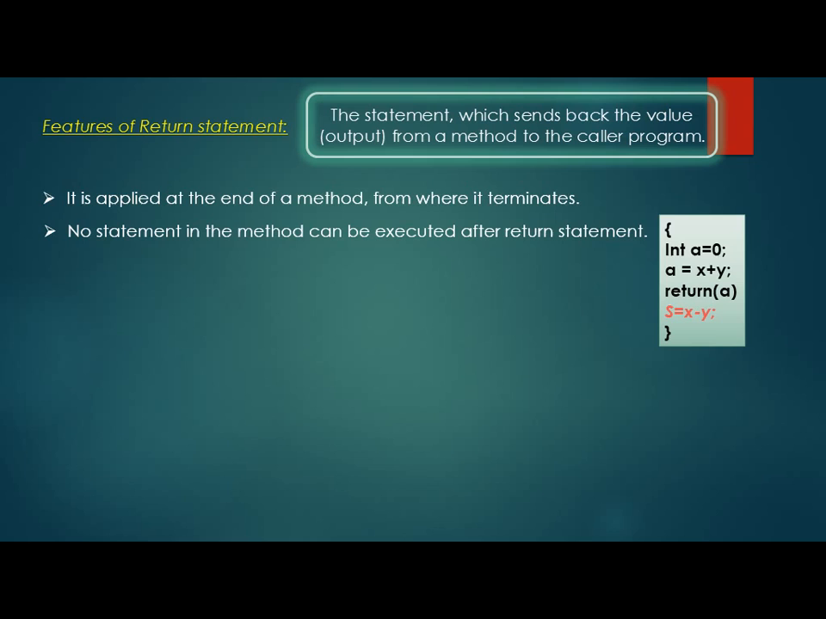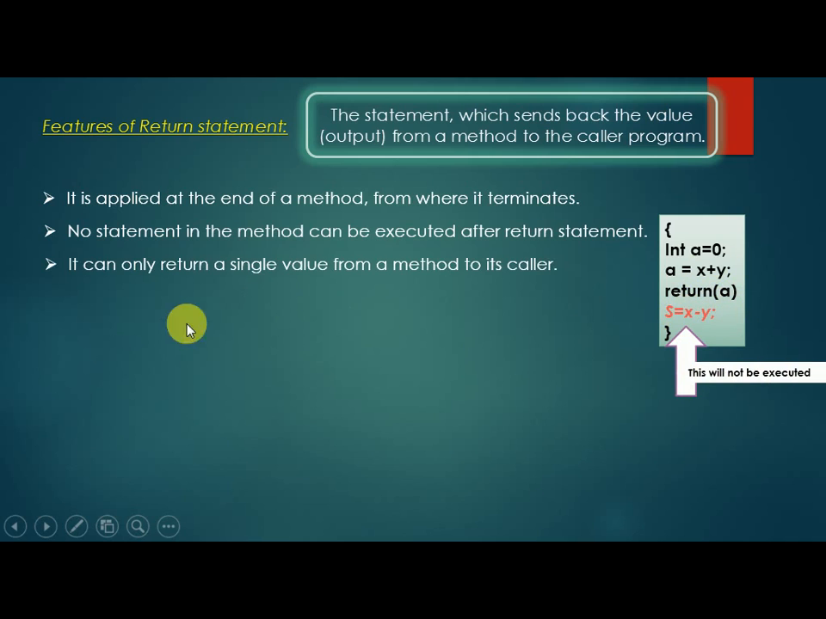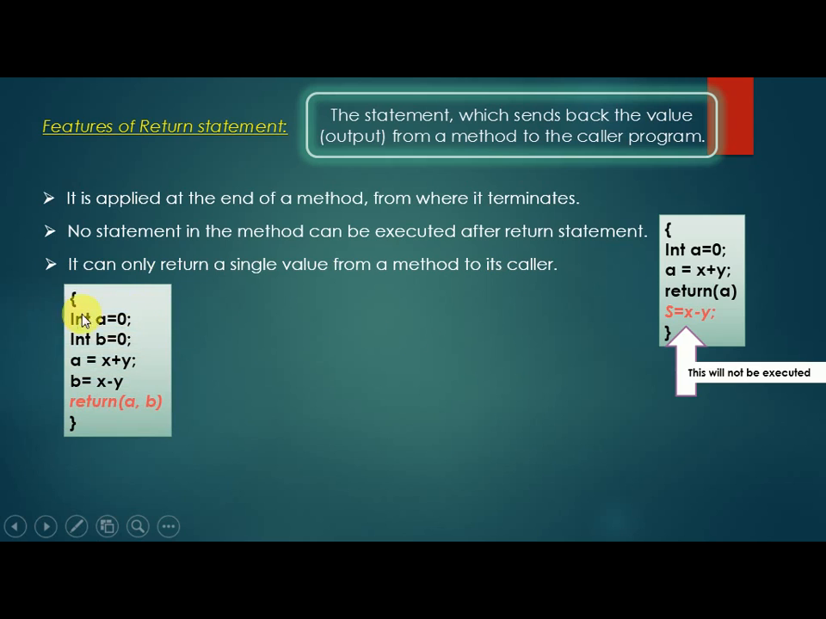See the example. In this we have int a equals 0, a equals x plus y, return a, and after that we have s equals x minus y. So friends, this will not be executed. After the return statement, the method will be terminated. Next feature is it can only return a single value from a method to its caller. See, int a equals 0, b equals 0, a equals x plus y, b equals x minus y. If we write return a, b, it will not be executed. It is an illegal approach.